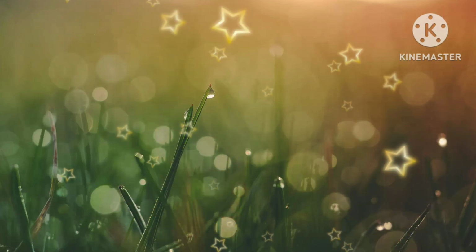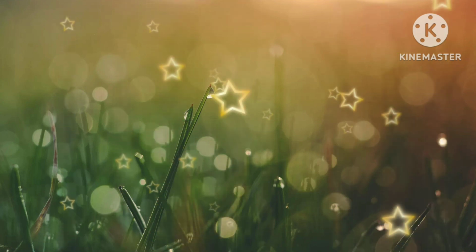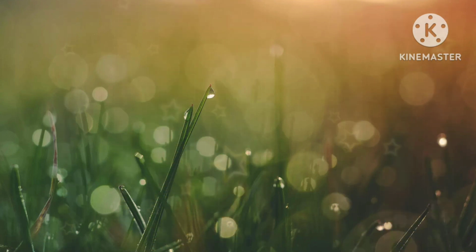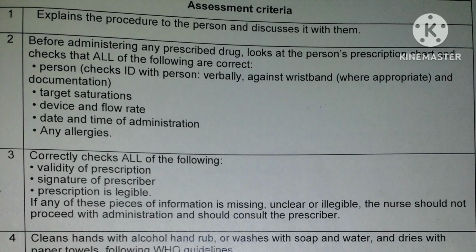Today I'm going to discuss oxygen therapy, which is a clinical skill in the NMC OSCE. So let's read the marking criteria first and we will discuss in detail. First of all, it is a 10-minute session. So what do you have to do?